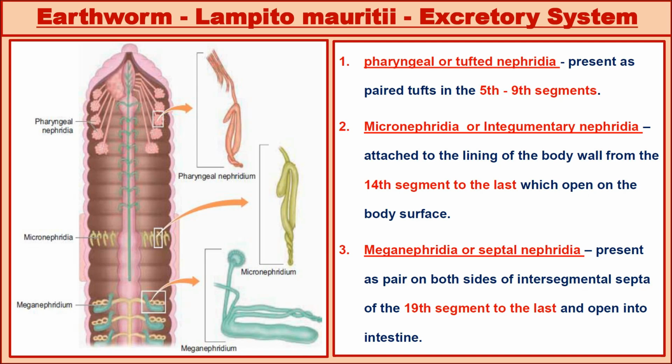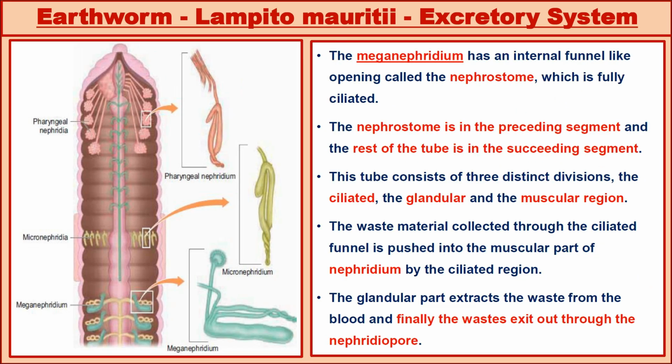The third type, meganephridia, are present in pairs on both sides of the intersegmental septa of the body from the 19th segment till the last segment, and they open into the intestine. They leave out their excretion, the metabolic waste, into the intestine. From there it is eliminated out. The meganephridia has an internal funnel-like opening called the nephrostome. This is the nephrostome, and it is fully ciliated. The nephrostome lies in the preceding segment, whereas the rest of the structure lies in the succeeding segment.